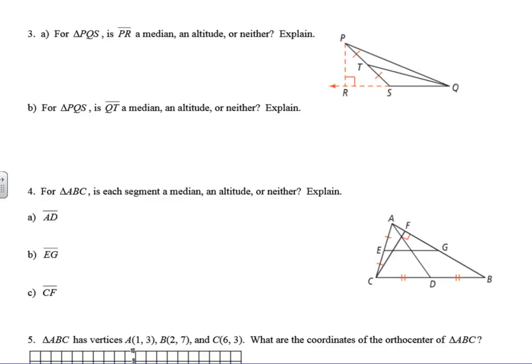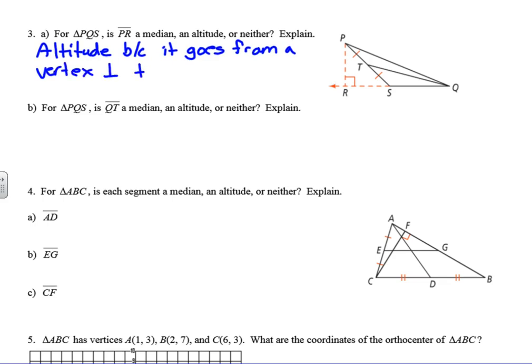All right, okay, so let's look here now. For triangle PQS, this is going to be like some questions that you'll see on an upcoming quiz. Is PR a median, an altitude, or neither? Explain. Okay, well, PR goes from a vertex perpendicular to the opposite side, so that is an altitude.